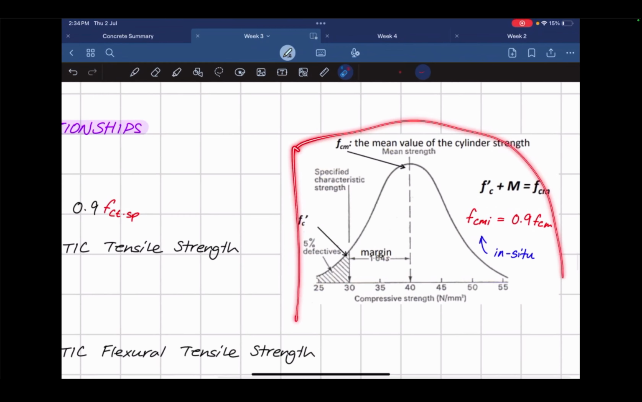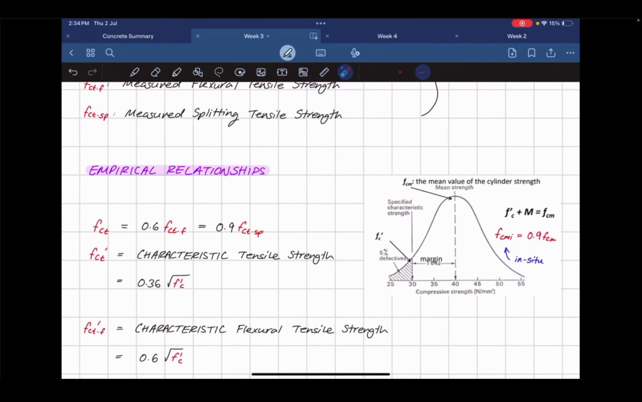There's a lot of math going into this, which I'm not going to bore you guys with. The main thing that I want to talk to you guys about is the difference between using the mean value and the characteristic strength. So the characteristic strength, I'll draw a diagram for it.